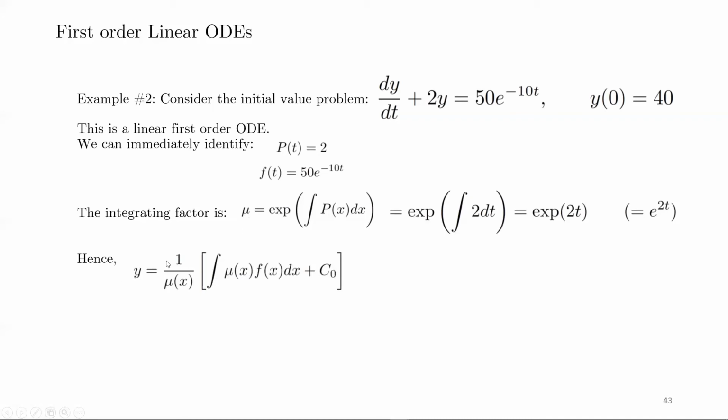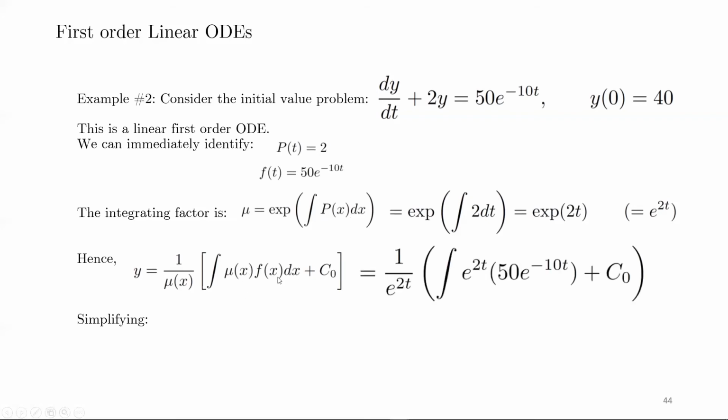Our solution we know we can write as y is equal to 1 over, okay, well here I've written mu of x, and here I wrote p of x, right? But okay, there's a small mistake. It should be mu of t, f of t. Okay, well let's ignore my mistake for now, please. Sorry about that. Okay, so I can write this as 1 over the integrating factor, or 1 over e to the 2t, multiplied by the integral of the integrating factor, e to the 2t, times the function on the right hand side, f of t, 50 e to the negative 10t, dt, which is also missing here, I apologize, plus some integration constant.